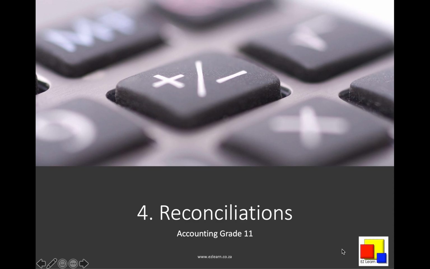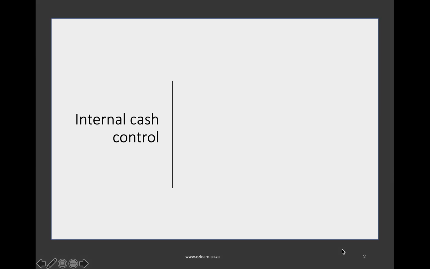This lesson will introduce you to reconciliations for grade 11 accounting. Firstly, you need to understand the importance of internal cash control. Cash is probably the one asset that is most at risk because everybody wants cash and it's very easy to use and spend. It can also be very easy for people to access, and for that reason, you need to make sure that you have all sorts of controls in place to try and prevent the cash getting lost or stolen, and one of those ways is by doing a bank reconciliation.